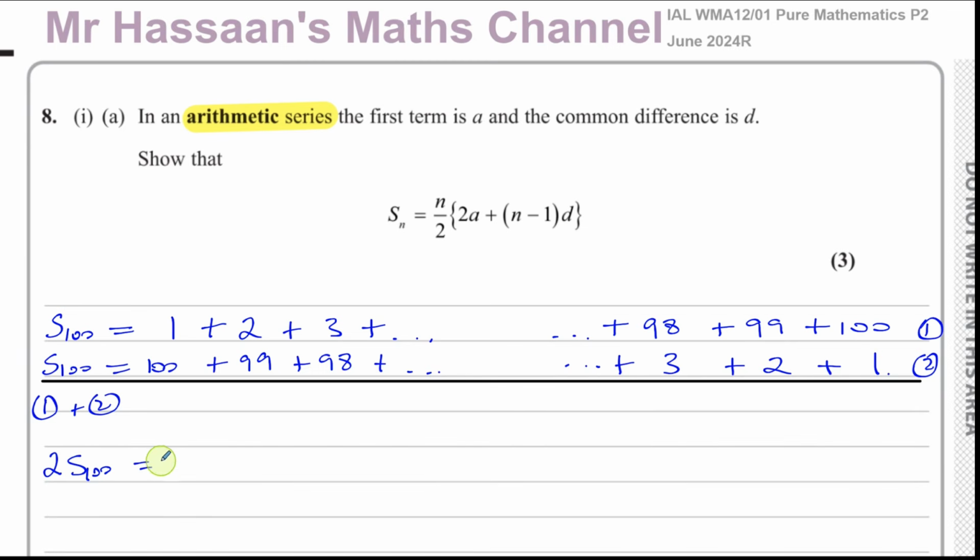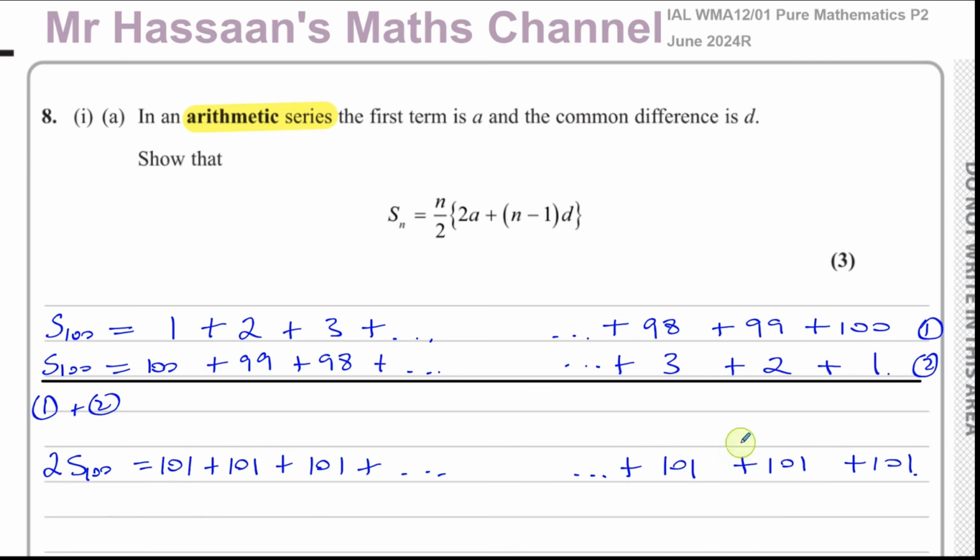And he did 1 plus 100, which is 101. 2 plus 99, which is 101. 3 plus 98, which is 101. And if we carried on, 4 plus 97 will also be 101. In fact, every single term, when we add those pairs together, will give us exactly the same sum, which is 101. Okay, 101 plus 101 plus 101.